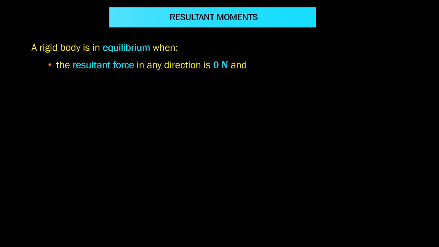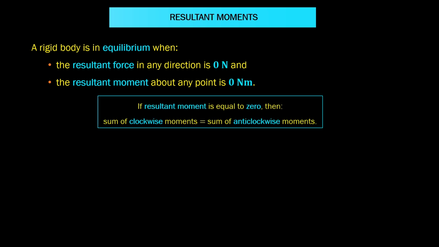A rigid body is in equilibrium when the resultant force in any direction is 0 newtons and the resultant moment about any point is 0 newton meters. If the resultant moment is equal to 0, then the sum of the clockwise moments equals the sum of the anti-clockwise moments.